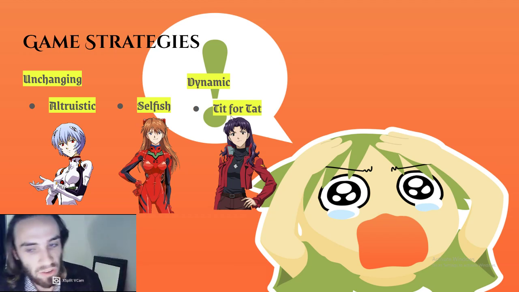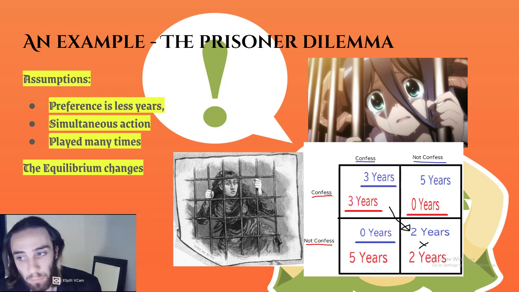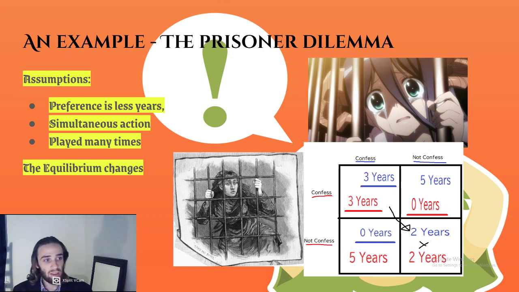The altruistic position is one that will always play not confess, no matter the situation. You can play confess to them 80 trillion times in a row, and the next time they're going to play not confess. This is pretty easy to game, where if you're going to just play confess every time, you're going to continue to get 0 years.